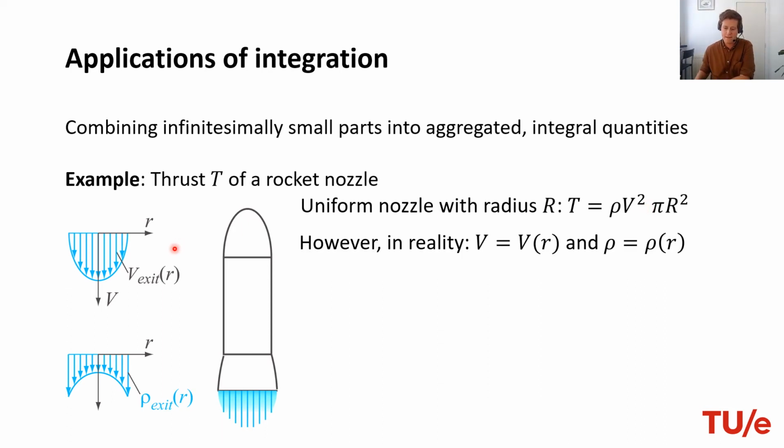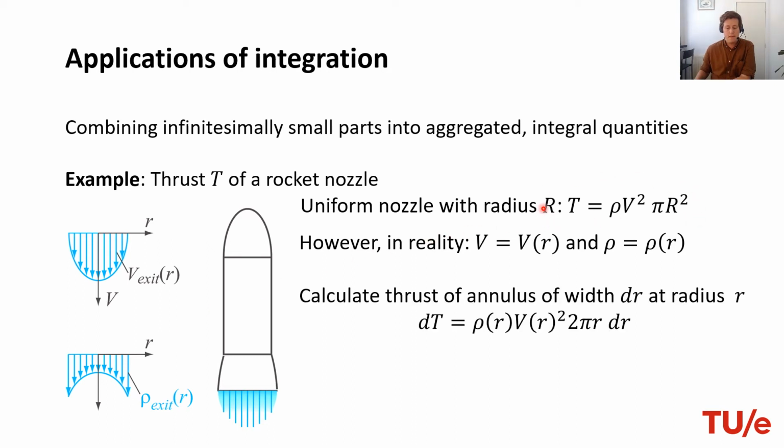However, in practice, this is not true. Because of side effects, your exit velocity will have a profile, so it will be much larger away from the edges of the nozzle than at the edge of the nozzle. Also the density will have a profile which is not uniform, so this will also depend on r. So we cannot use this formula over here.